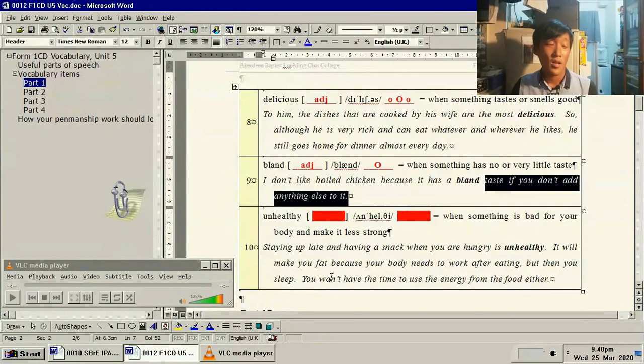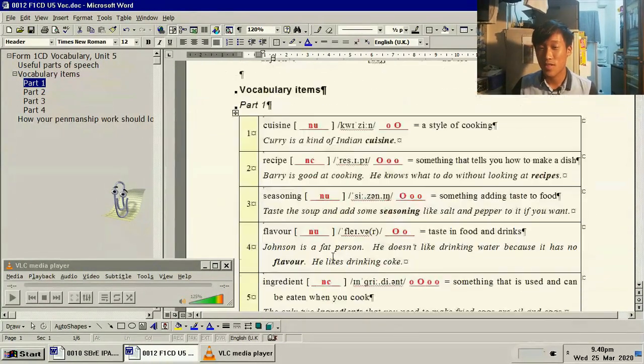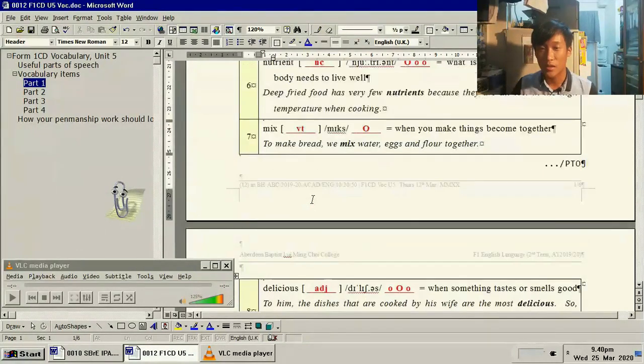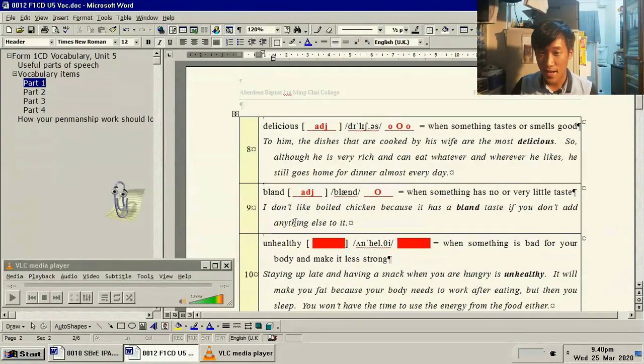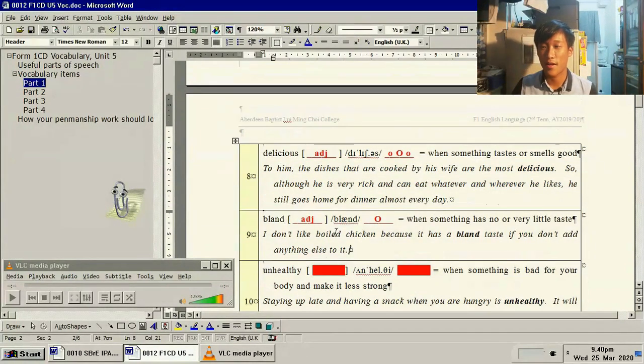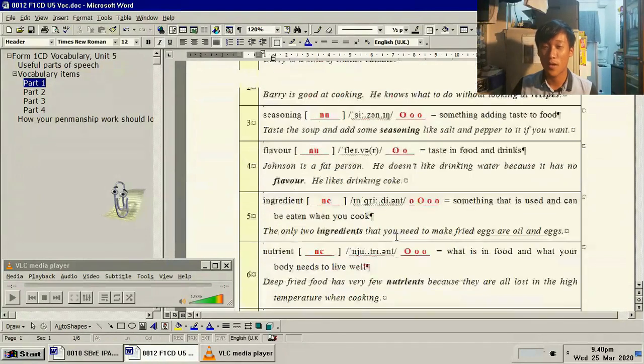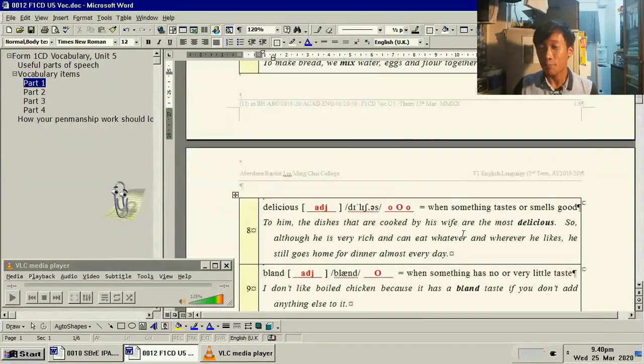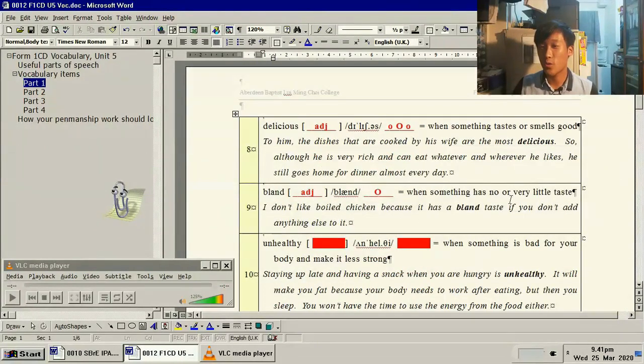What can you add? Well, you can add in some seasoning like salt and pepper. You can also maybe cook it with something else, maybe with some spaghetti or noodles. Then it will have more what? Flavor. That's what we talked about before. Have more taste. So when it has no or very little taste, we call them bland. Okay, so let's read together.